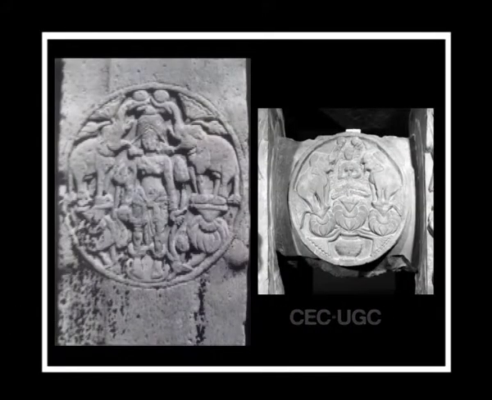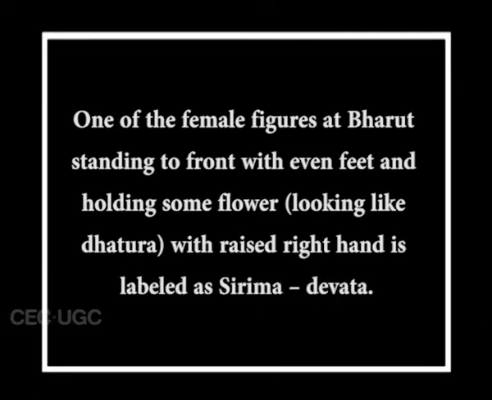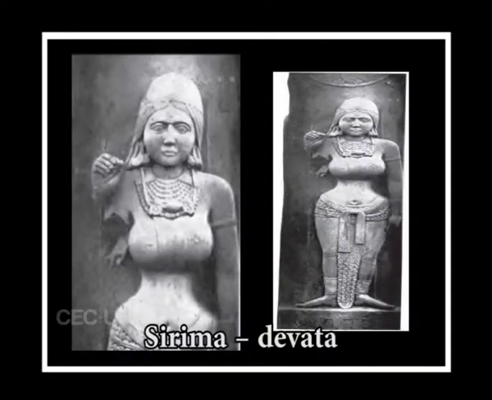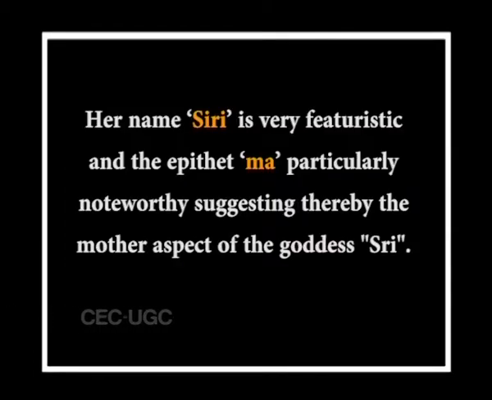The earliest image of Lakshmi appears in the Shunga-Satavahana period in the early Buddhist art at Bharhut and Sanchi. One of the female figures at Bharhut, standing to front with even feet and holding some flower, looking like datura, with raised right hand, is labeled as Sirima Devata. Her name, Sri, is very significant, and the epithet Ma is particularly noteworthy, suggesting thereby the mother aspect of the goddess Sri.